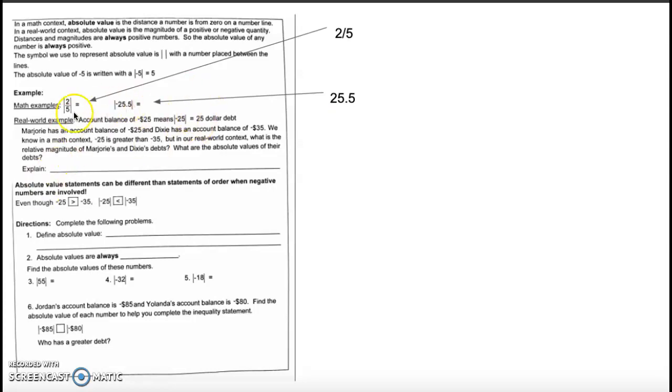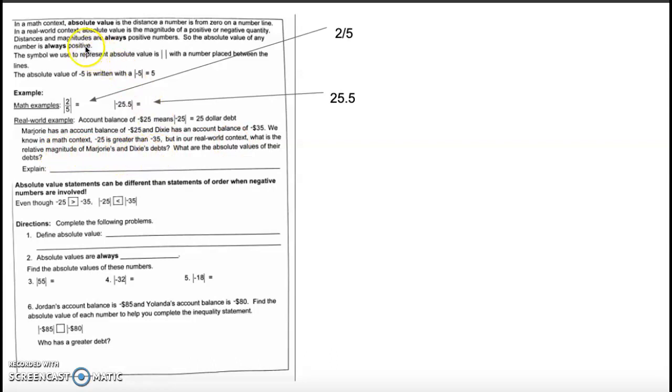So here's a real world example. An account balance of negative 25 means an absolute value of $25 debt. So that means you owe $25. Marjorie has an account balance of negative 25, and Dixie has an account balance of negative 35. We know in a math context, negative 25 is greater than negative 35. But in a real world context, what is the relative magnitude of Marjorie's and Dixie's debt?